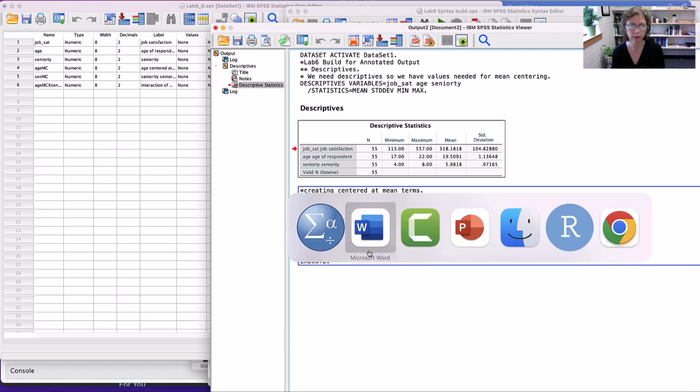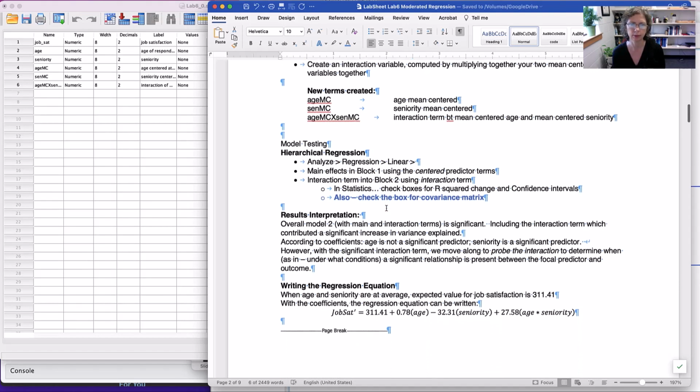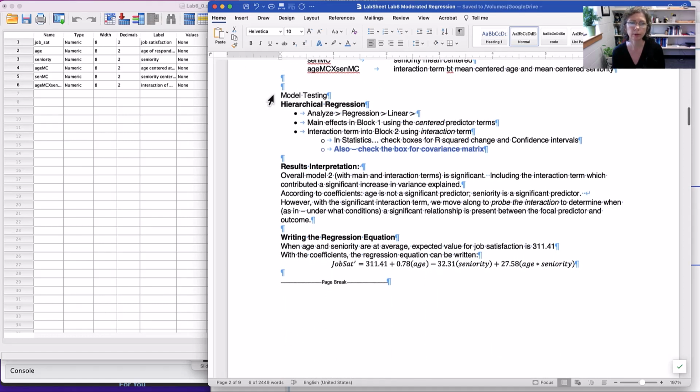Now you can do the click-through anyway. You would just go through each one and compute variable each time and give it a label and stuff. But now we're ready for model testing. So we're going to do the hierarchical regression like you did in our prior module, because we want the interaction term in the second block. So I'll go to Analyze, Regression, Linear. I'll put the main effects, in other words, the two centered predictors, in block 1, and I'll put the interaction term, the one that's multiplied, in block 2.